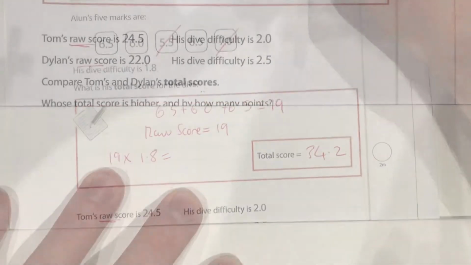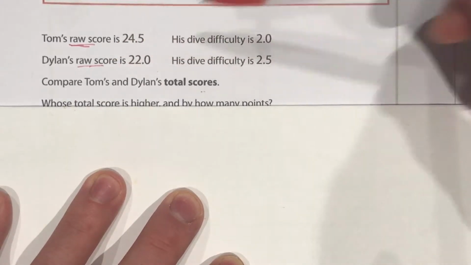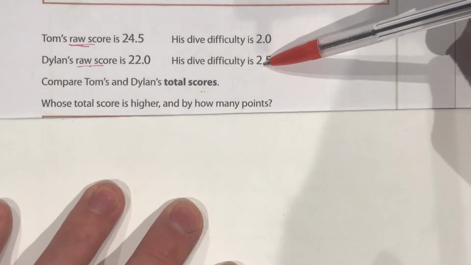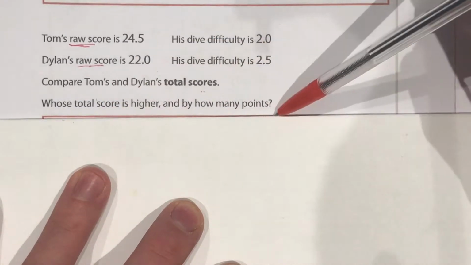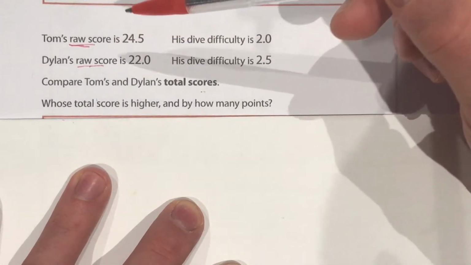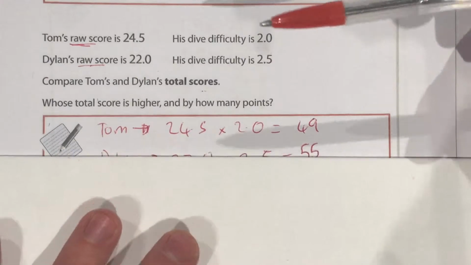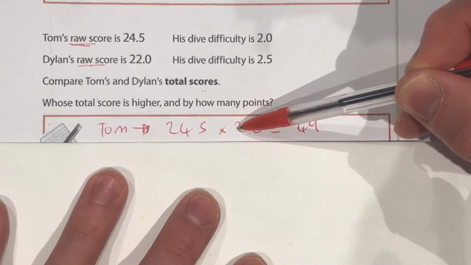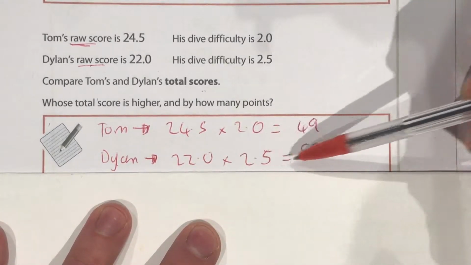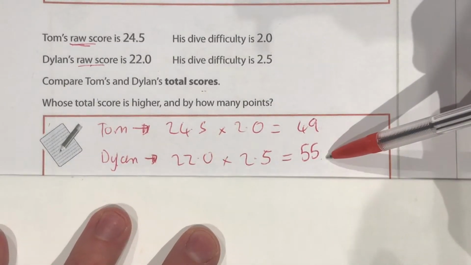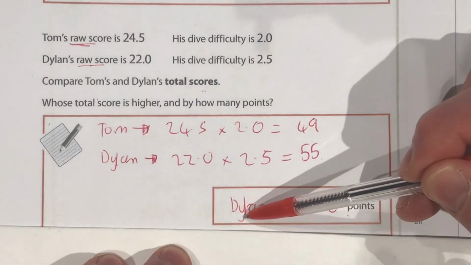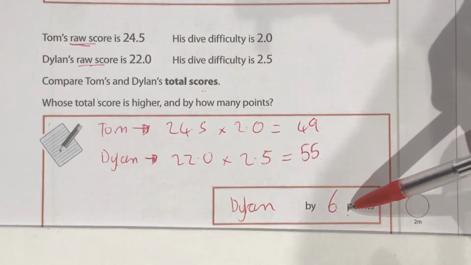Okay, this next question. Tom's raw score is 24.5, his difficulty is 2, and Dylan's is 22.0, and his difficulty is 2.5. Who's got the higher total score, and by how many points? The only way you can do that is by using these two to find it. And as we know from the previous question, you multiply the raw score by the dive difficulty. So Tom's is 24.5 times 2, which is 49. Dylan's is 22.0 times 2.5, which is 55. You get 1 mark if you've done that. And then your final mark is for Dylan, and he has 6 more points.